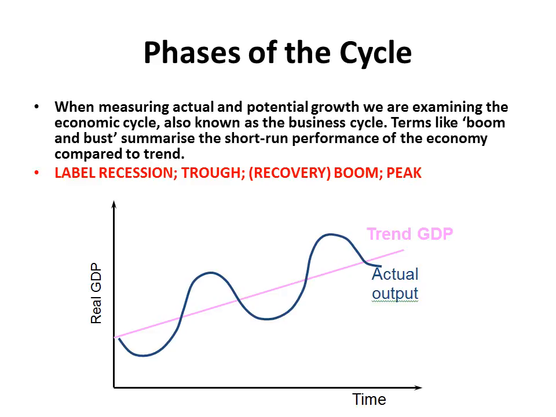Have a stop and think now about how the output gap is shown by this graph. Blue line, the actual measured GDP in the economy over time, pink line, trend GDP. And in your notes, you'll need to label the points on this graph where there's a recession, a trough, the recovery phase, a boom, and the peak.